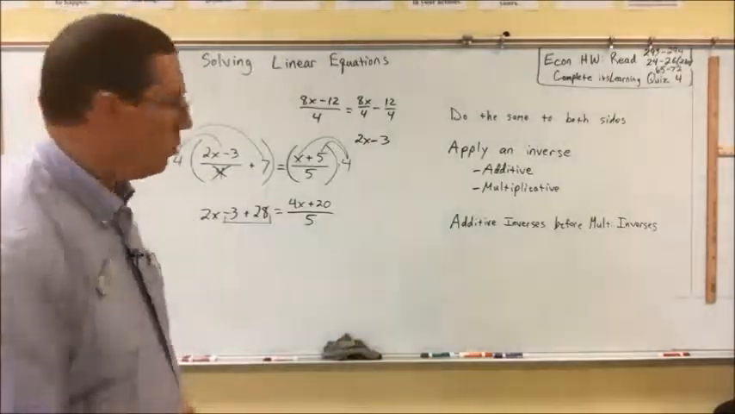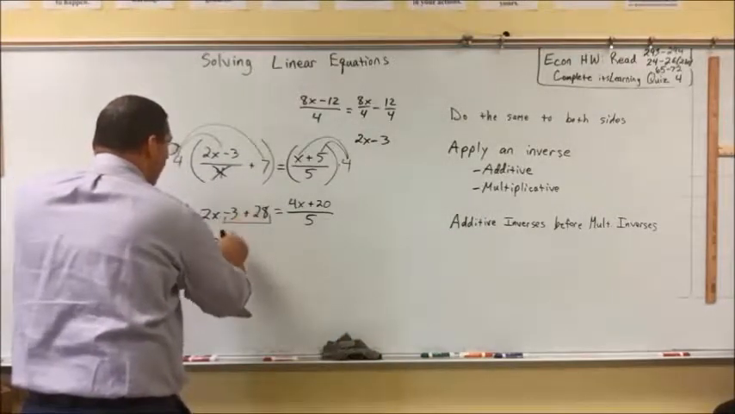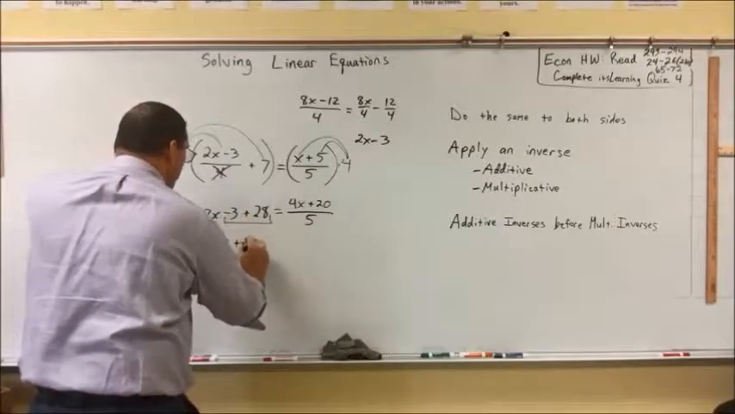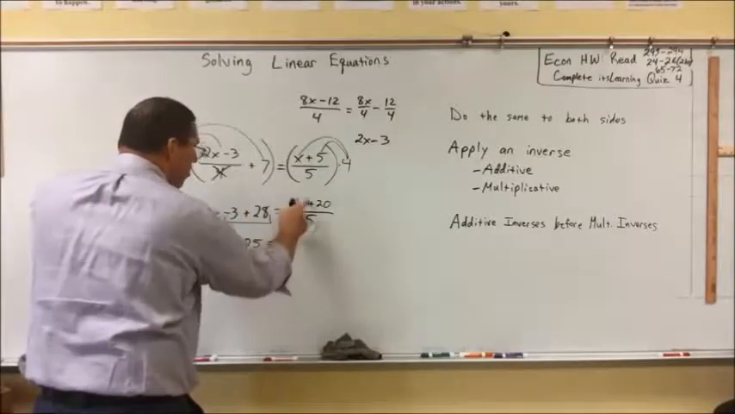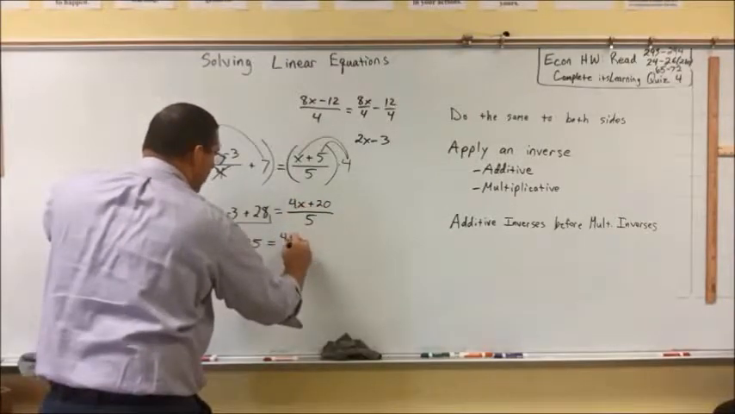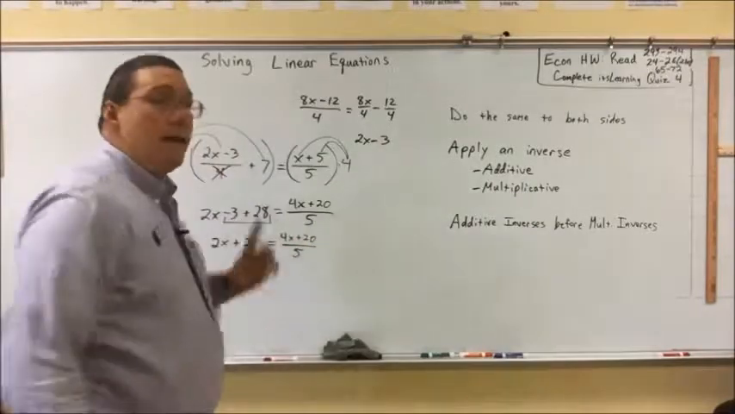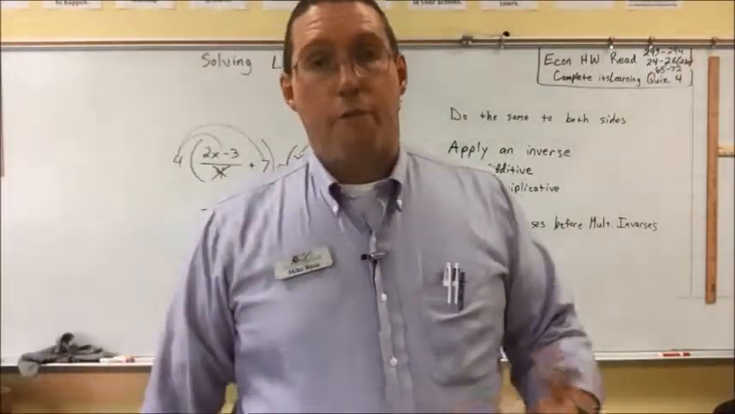So we're going to do that now too. We've got the 2x minus 3 plus 28. Negative 3 plus 28 is 25. And now it's equal to this fraction, which stays as 4x plus 20 over 5. Okay. Now we're ready to get rid of the other fraction.